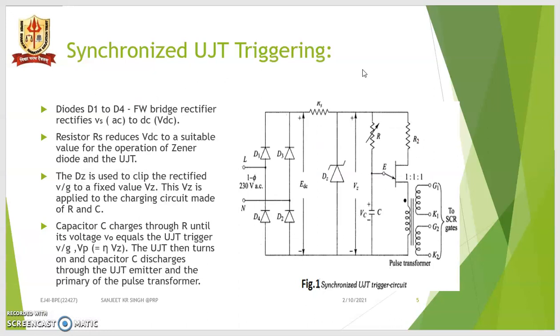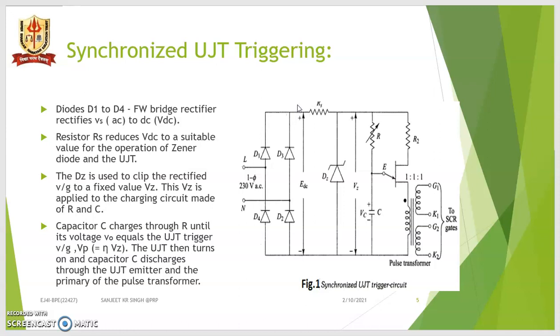Now the synchronized UJT triggering. Synchronized UJT triggering is used when we have a number of SCRs or GTOs connected to turn on simultaneously or to provide synchronization. Here in this circuit, diodes D1 to D4 form a full bridge rectifier that is provided the single phase AC supply, and here we obtain pulsating DC.